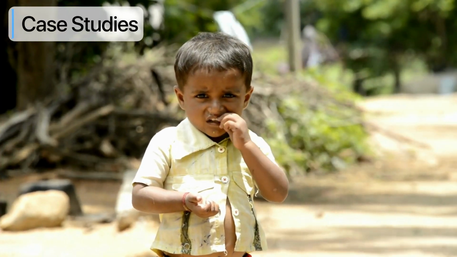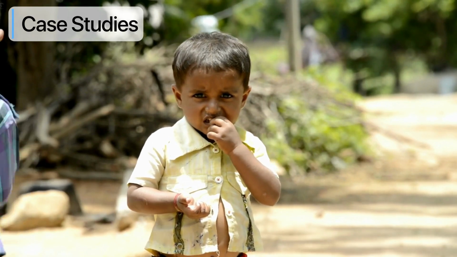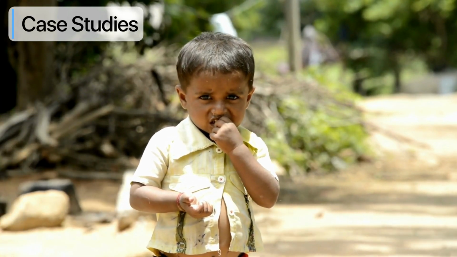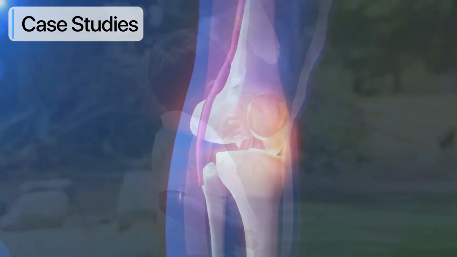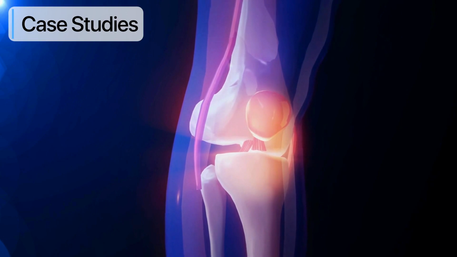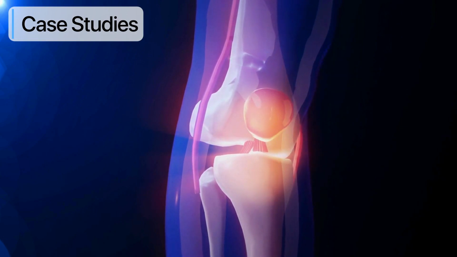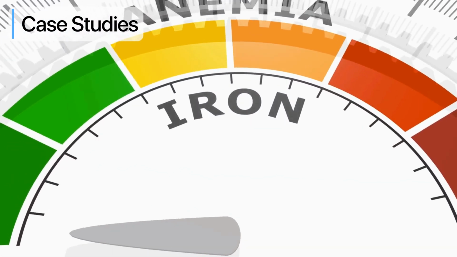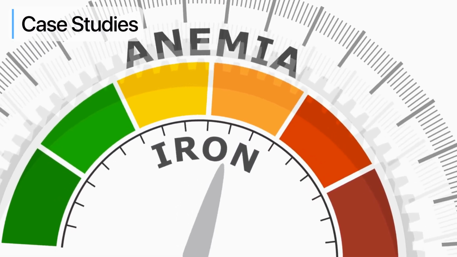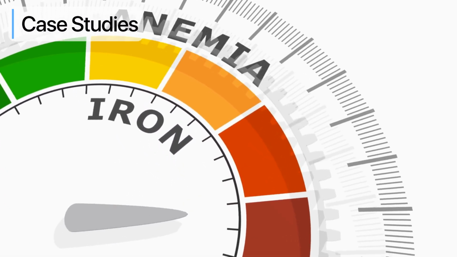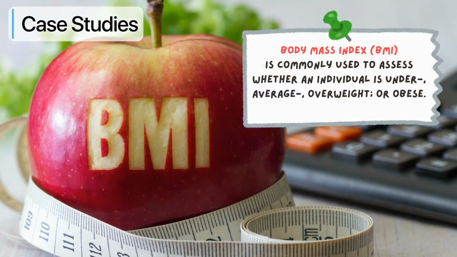Malnutrition occurs when individuals consume fewer calories than they burn or have an unbalanced diet. The specific health impact depends on the nutrient lacking. For instance, insufficient intake of calcium can lead to brittle bones, and iron deficiency can cause anemia. Malnutrition is often a significant issue in developing countries where access to a variety of nutrients is limited. Body mass index, BMI, is commonly used to assess whether an individual is underweight, normal weight, overweight, or obese.